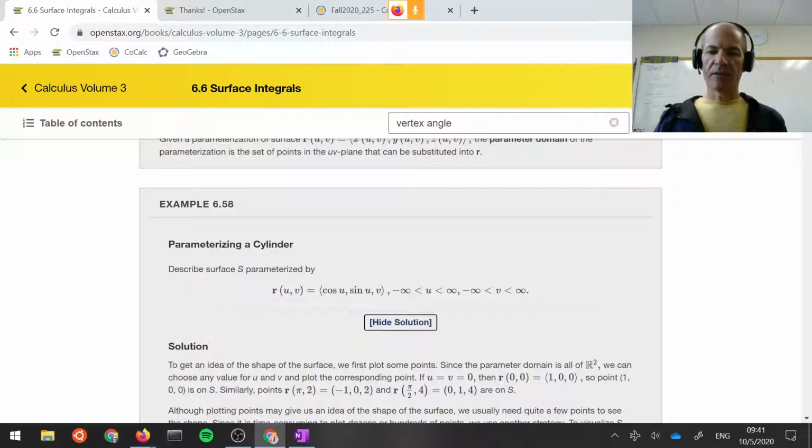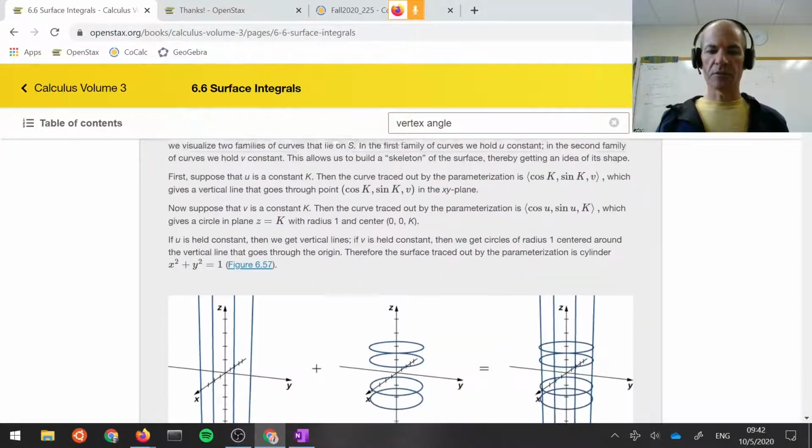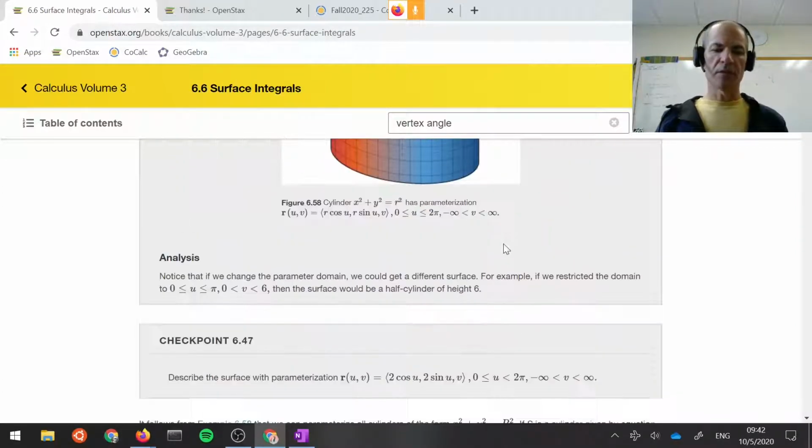We can describe circles in planes parallel to the xy plane using cosine u, sine u. And then we can move those circles up and down along the surface. I see a typo here, I think. This u really should go from 0 to 2 pi, and then this v should go from minus infinity to infinity. And that would fully describe the cylinder.